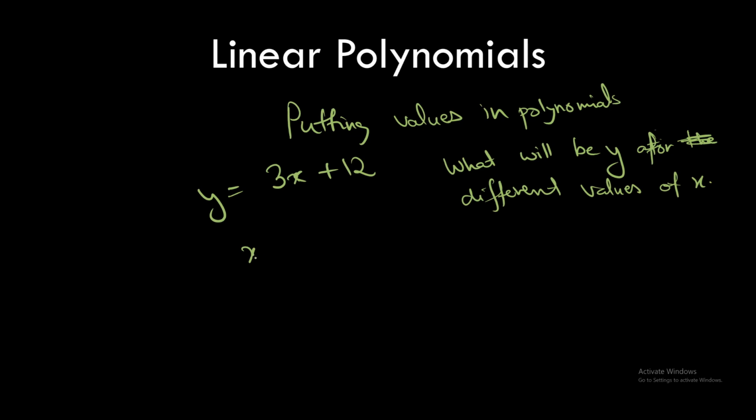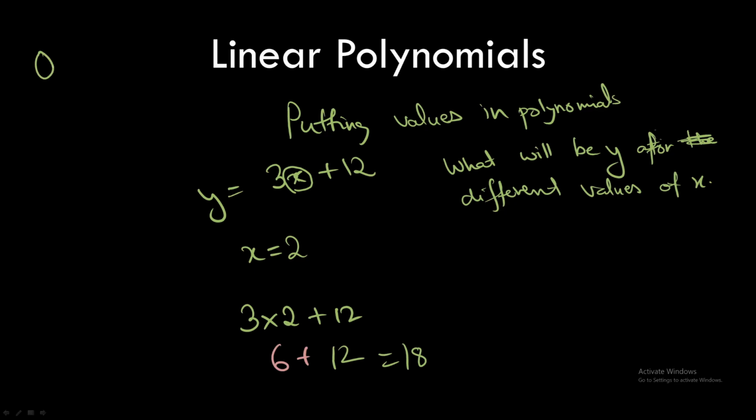So let us first put x is equal to, what can we put? We can put 2. So now we can replace this x with 2. So it will become 3 times 2 plus 12, which means we can write this as 6 plus 12, which is equal to 18. So on putting x is equal to 2, y is equal to 18.